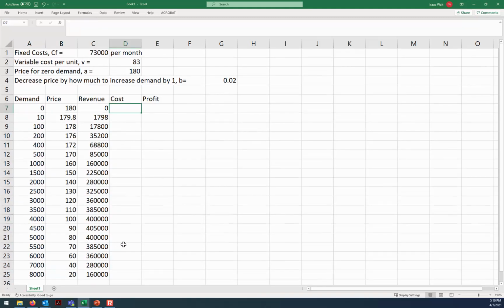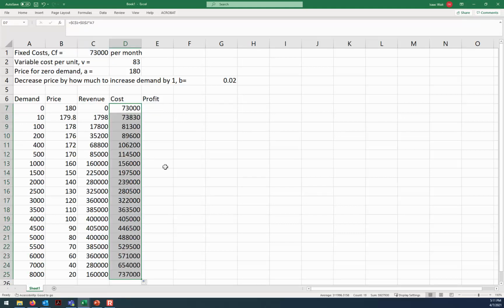Okay, cost. Cost is fixed cost plus variable cost. So here is our fixed cost per month. I'm going to anchor that reference, plus the variable cost. And the variable cost is variable cost per unit multiplied by the number of units sold. The fixed costs don't change with the level of production, but the variable cost is variable cost per unit multiplied by the number of units sold. Okay, so we have our costs, and now profit is revenue, inflow, minus costs.